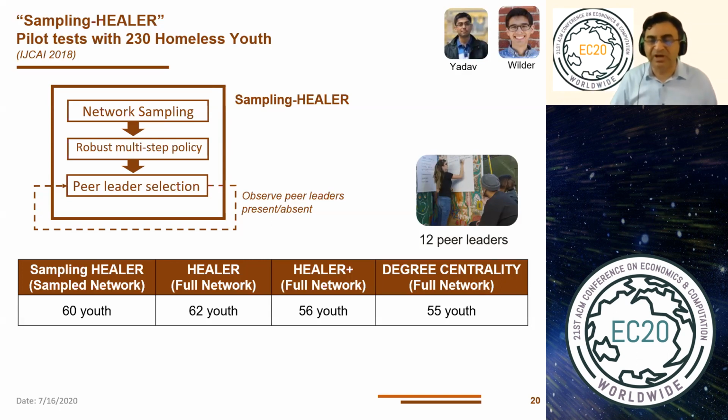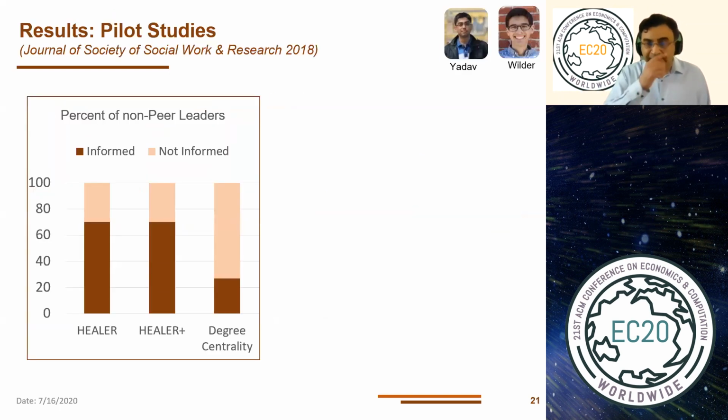And the question then becomes, how many of the non-peer leaders, those we did not bring in, actually got informed about HIV? So first, let's look at comparing Healer and degree centrality. Both have knowledge of the full network. And what we find is that among the non-peer leaders, 75% got informed about HIV when we were using influence maximization algorithms, and only 25% when we were using the traditional approach, bringing in the most popular youth, using degree centrality. So clearly, influence maximization algorithms are useful in spreading information more effectively.